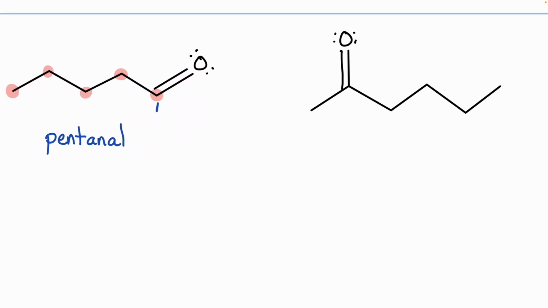All right, my other example here. My parent chain is 1, 2, 3, 4, 5, 6 carbons. Is this a ketone or an aldehyde? Ketone. So now I do have to worry about my numbering, right? So I'm going to put in that numbering scheme to give that carbonyl group the lowest number. So this would be 2-hexanone.